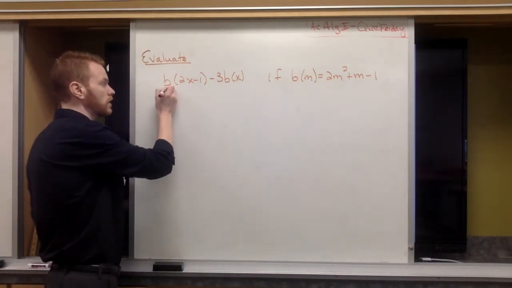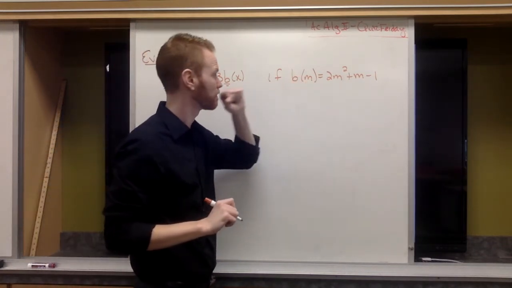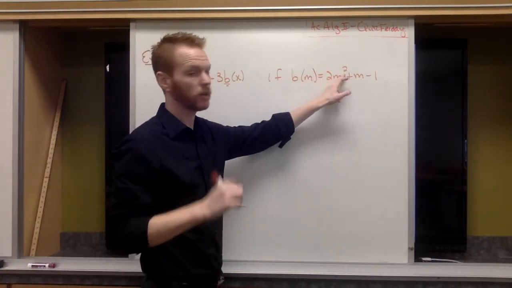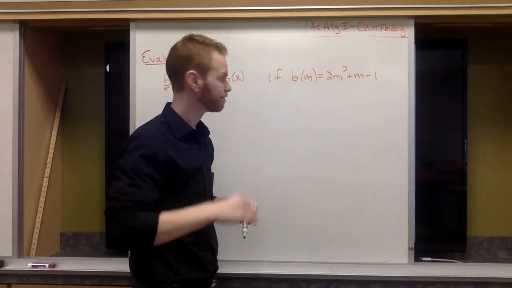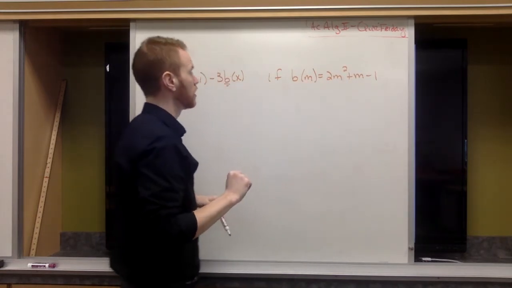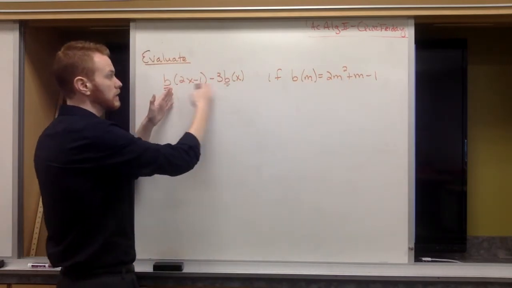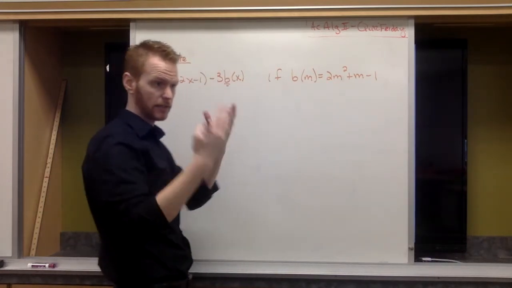We have a function named b, all right? And that's this guy over here. Here's my function. It has a degree of 2, leading coefficient of 2. It is a polynomial with one variable, and it has the variable m in it right now. Over here, I want to plug these variables into this guy and simplify.